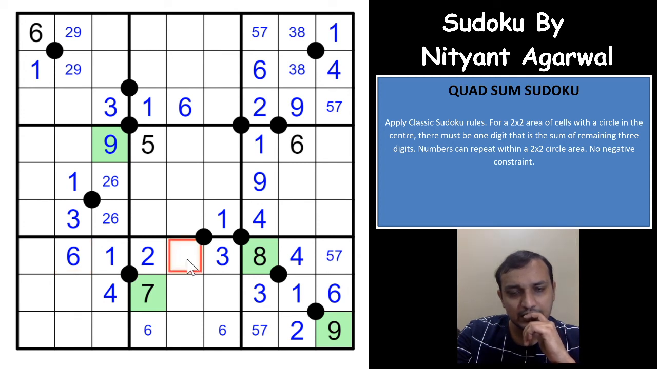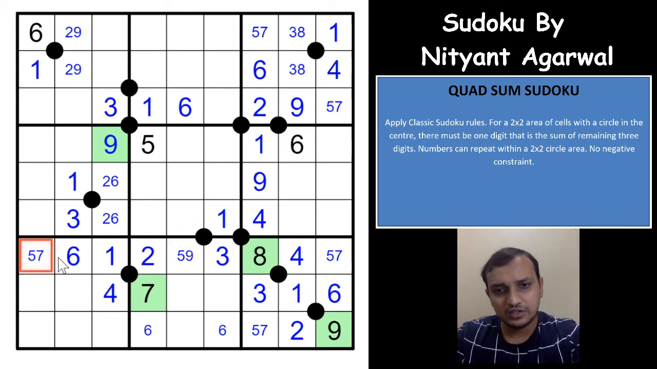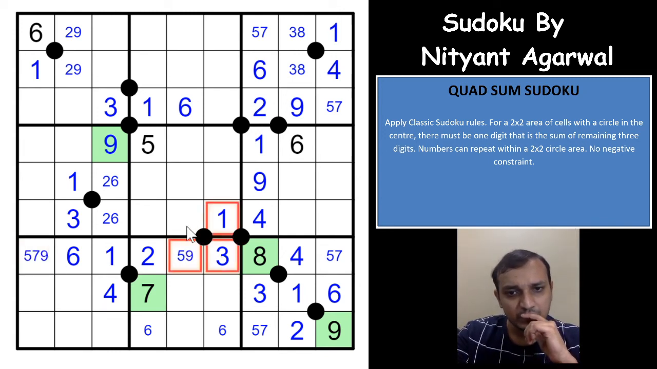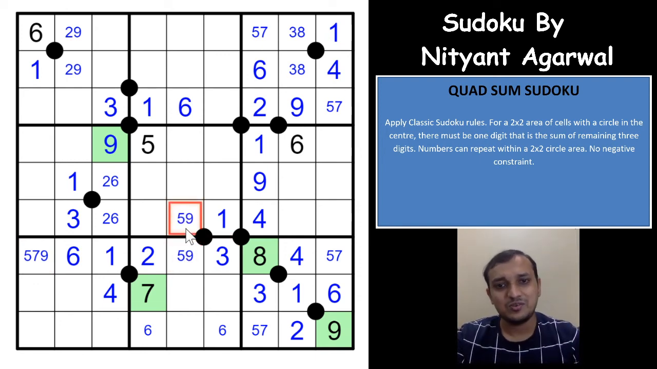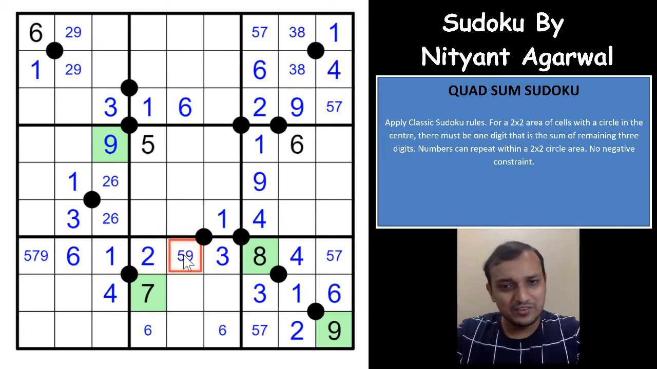Five, 7 and 9. So this cell cannot be 7, this can be 5 or 9, right? And this is 5, 7 and 9. If this is 5, this would have to be 9. If this is 9, this would have to be 5. Wow, awesome logic, guys. So 5 and 9 can only be here.